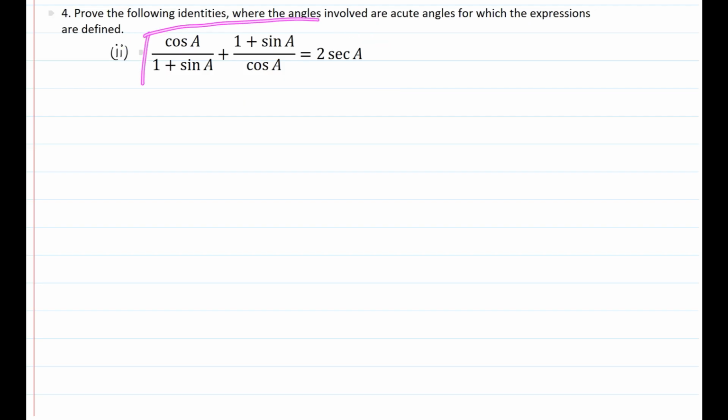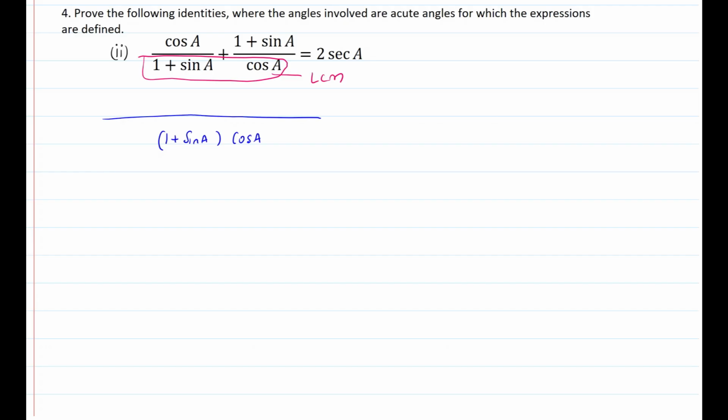If we solve the left hand side, then we can directly come to the right hand side, because the right hand side is already simplified. So basically we simplify the complex terms. First let's take the LCM. We take the LCM, 1 plus sin a into cos a, and the numerator will be cos square a plus 1 plus sin a the whole square.